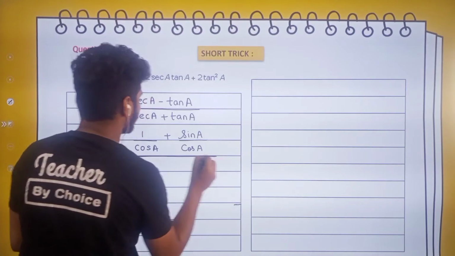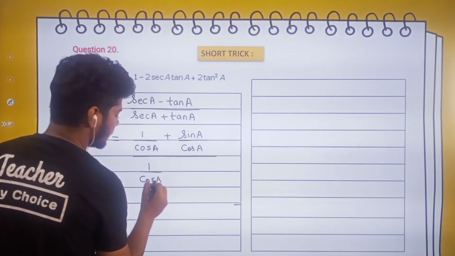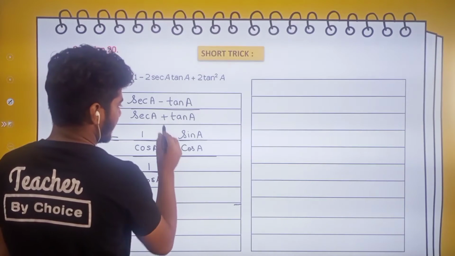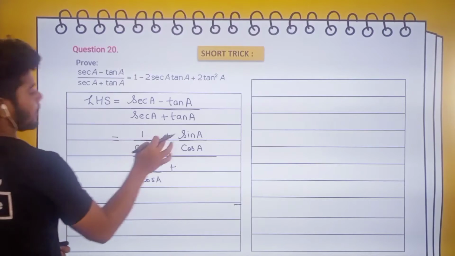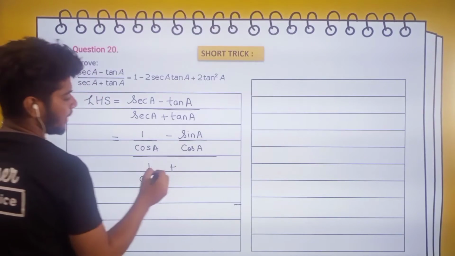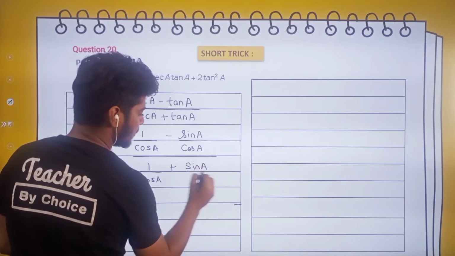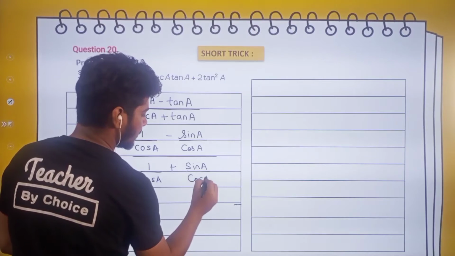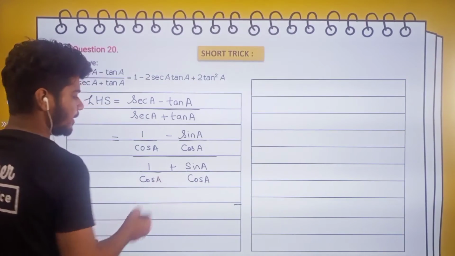Whole upon what? This is 1 by cos A, this is 1 by cos A, right? Plus, oh, one here is a minus sign, right? There is a minus sign in the numerator. Okay, this is plus sin A upon cos A, sin A upon cos A. I hope you are getting what I am explaining right now. You are with me, right?